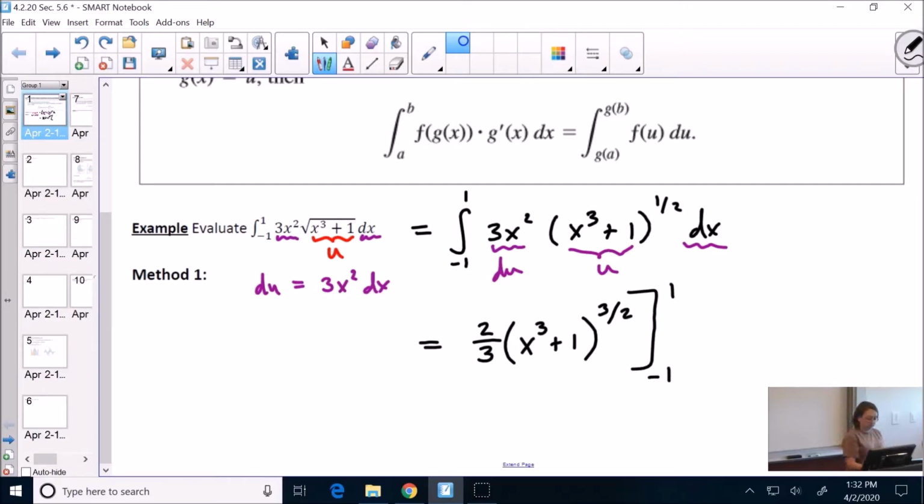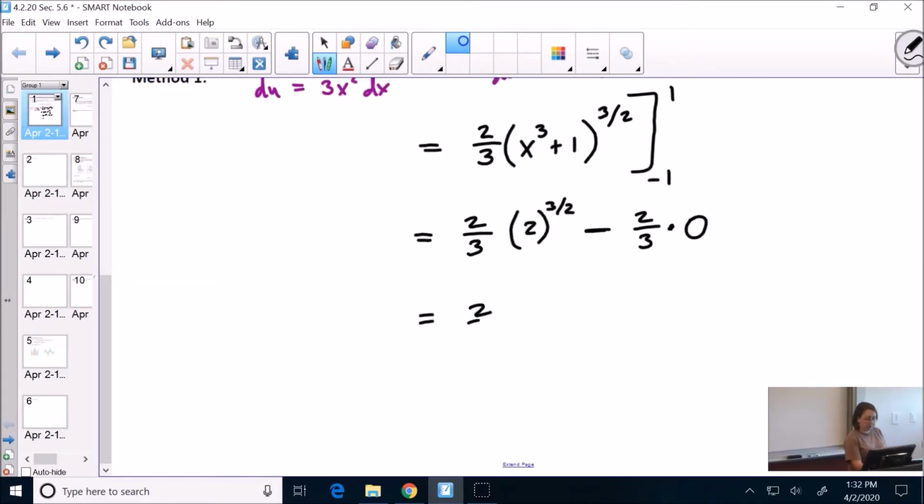Plug it in. Plug in the 1 first, the upper limit of integration. So 2/3. You can actually let that chill out front and multiply by everything later, or you can leave it as part of your problem. Really up to you. If I plug in the 1, I get 1 cubed plus 1, so that is 2 to the 3 halves. Minus, if I plug in a -1, 2/3 is still there. -1 cubed is -1, plus 1 would be 0. So that all zeroes out.